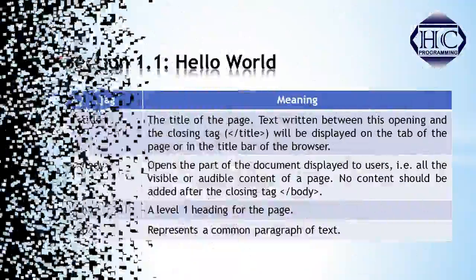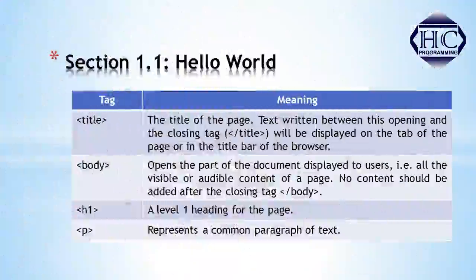Title tag. The title of the page. Text written between this opening and the closing tag, </title>, will be displayed on the tab of the page or in the title bar of the browser. The body tag opens the part of the document displayed to users, i.e. all the visible or audible content of the page. No content should be added after the closing tag </body>. H1 tag. A level 1 heading for the page. The P tag represents a common paragraph of text.